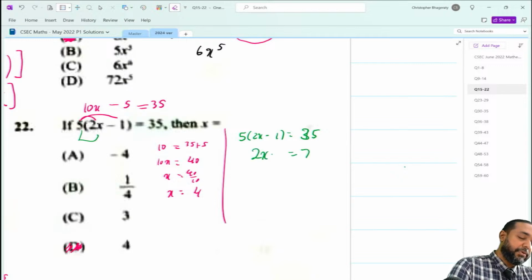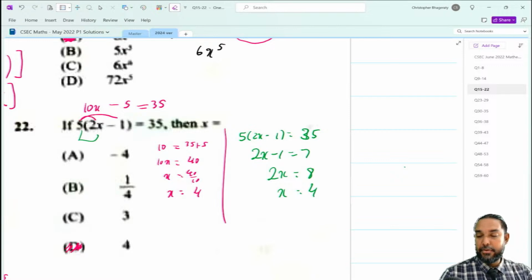So 2x minus 1 is 7. Something minus 1 is 7. The only thing you can minus 1 from and get 7 is 8. So 2x must be equal to 8. And 2 multiplied by something is 8. The only thing you multiply by and get 8 is 4.